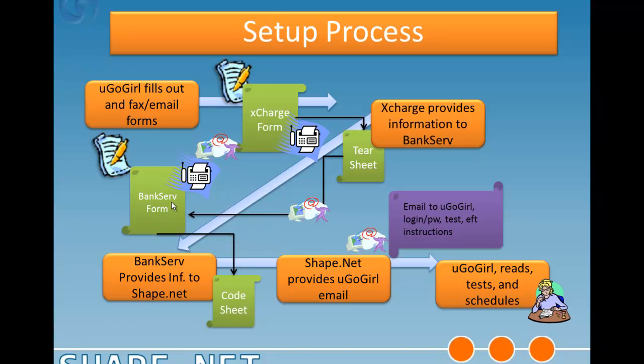BankServe will take that information. They'll be able to set up what they need to do to actually connect with the merchant processor, in this case, XCharge. BankServe will then send Shape the code sheet we need to set up your system with the right codes, so we're successfully passing the information to BankServe. Once we get the information, we're going to set up your system, and then we're going to email you instructions to test, the login and password you'll need to get into your gateway, and EFT instructions that you should read over, go over, make sure you understand the concepts, and start scheduling your coaching sessions for follow-up.